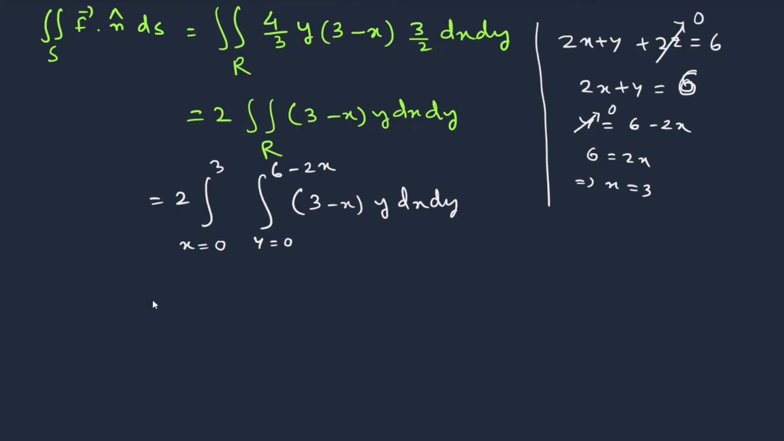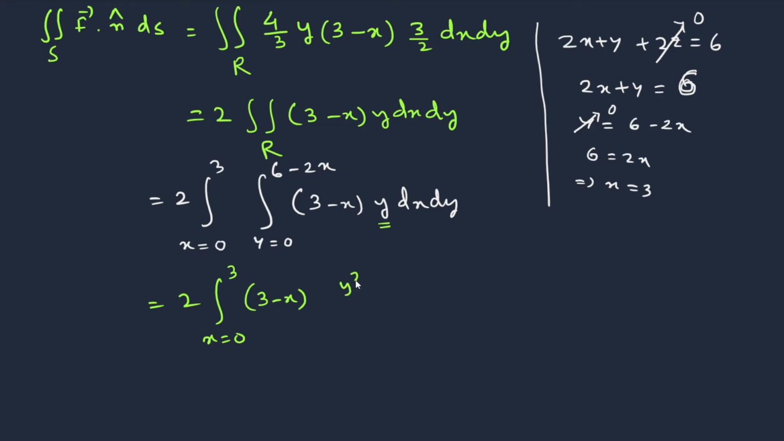Okay, so you see the limit of y is depending on what? x. Since the limit of y is dependent on x, first we have to integrate with respect to what? With respect to y. So x goes from 0 to 3. The 3 minus x you can keep outside. Now which one do we have to integrate? We have to integrate y.